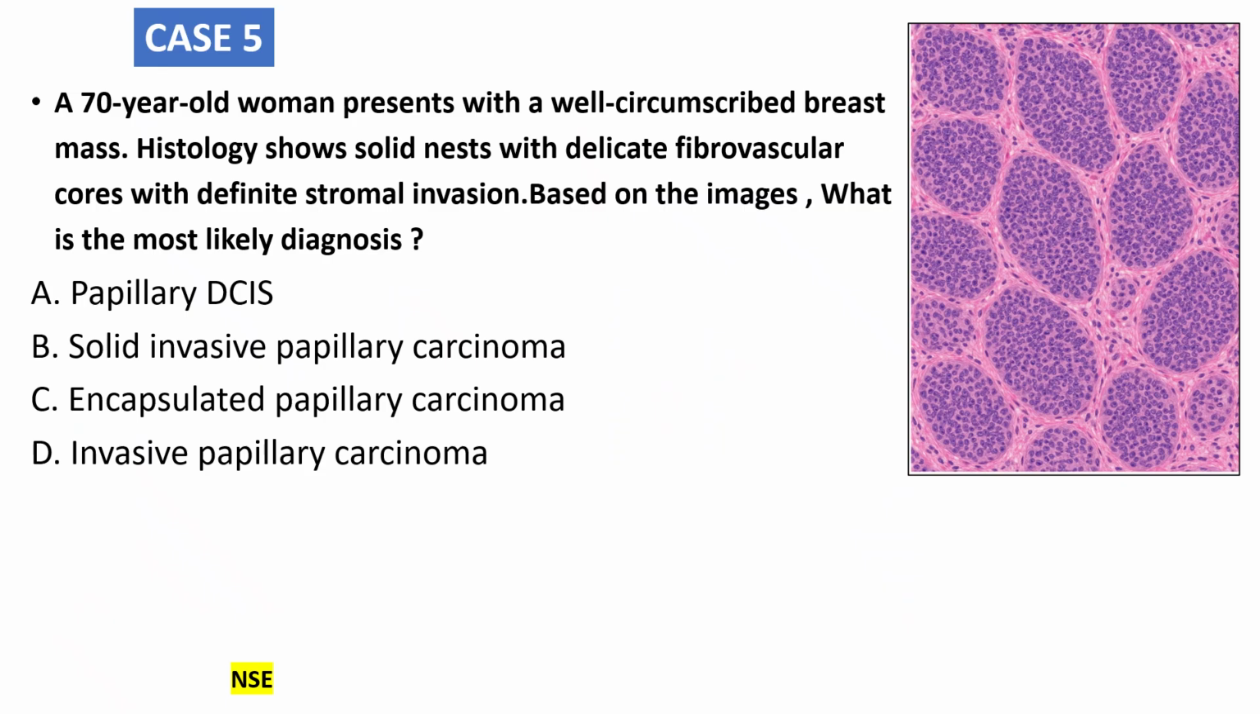This is case 5. A 70-year-old woman presents with a well-circumscribed breast mass. Histology shows solidness with delicate fibrovascular coats with definite stromal invasion. Based on the images, what will be your diagnosis?